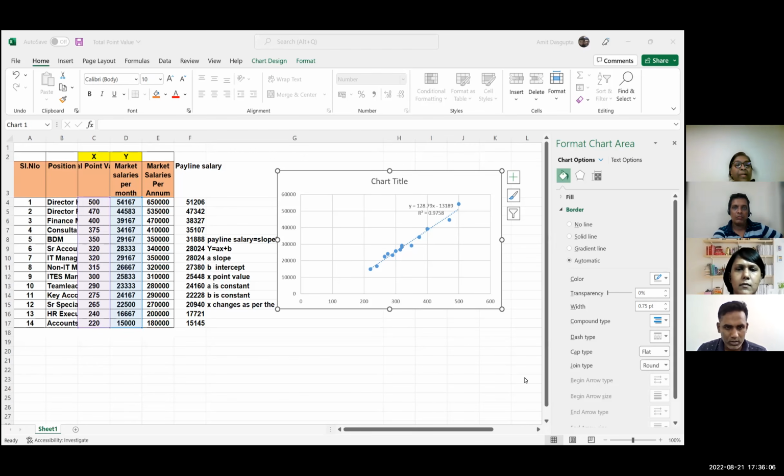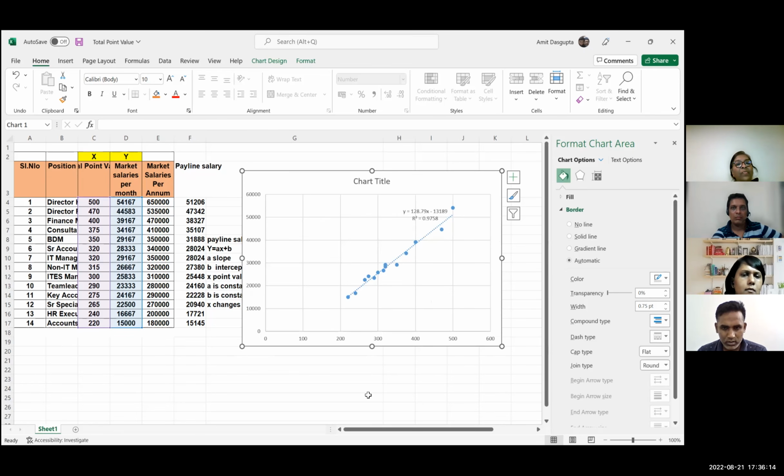Okay, right. See, the question Asif was asking, for example, your point values of this 500, 470, 400.